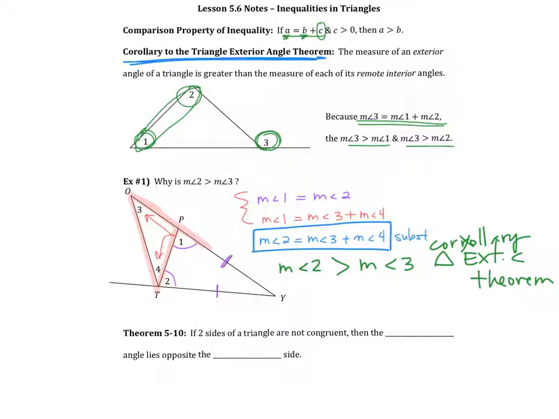So you're just looking at relationships. How does this affect this, and how does this affect that, and where do you end up? That's where you end up. That's how we know that 2 is greater than 3. Okay? Questions on that?